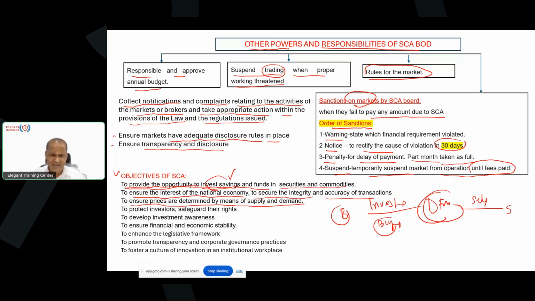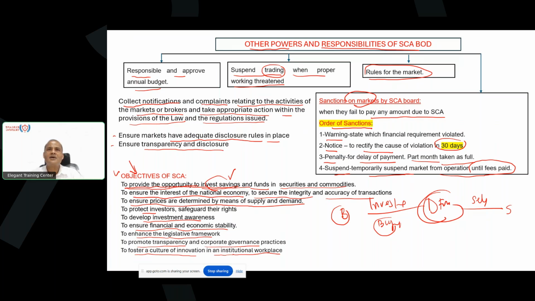Clear? Next, to protect investors and safeguard their rights, to develop investment awareness, to ensure financial and economic stability, to enhance the legislative framework, to promote transparency and corporate governance practices, to foster a culture of innovation in an institutional workplace. So these are the objectives of SCA. Clear? This page is okay? All clear? Any doubt, any question on this page?